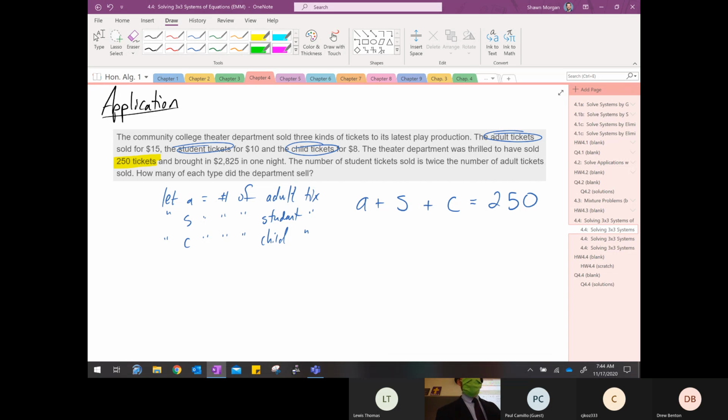Our second equation is going to involve the price of each kind of ticket and the total amount of money that they earned. Okay, Jake, you want to take a stab at that one? You said 10S?